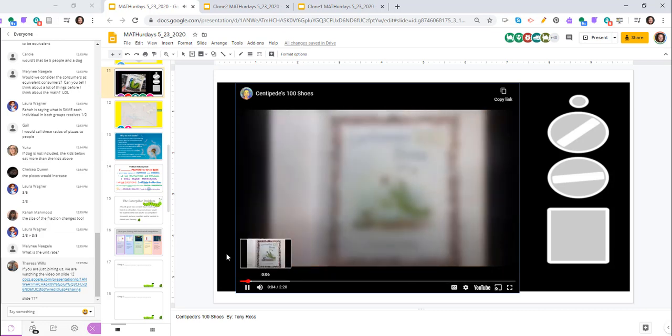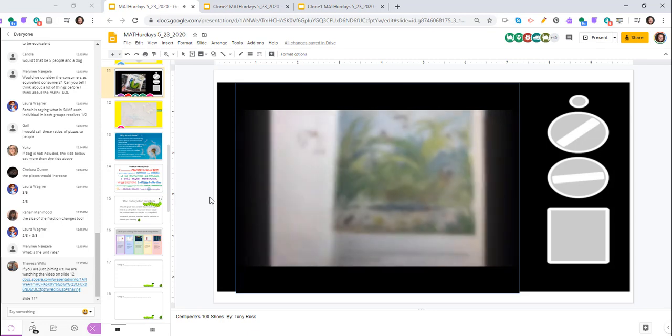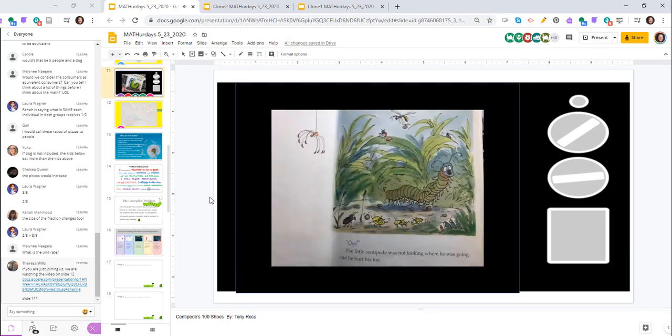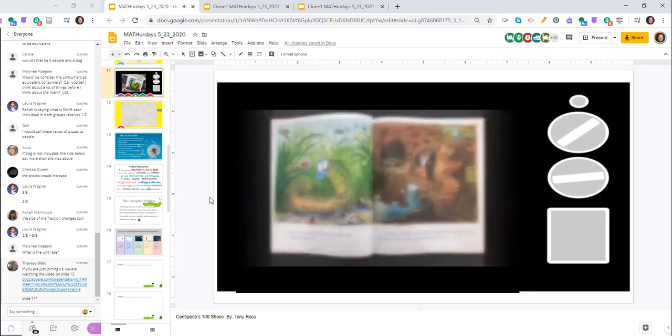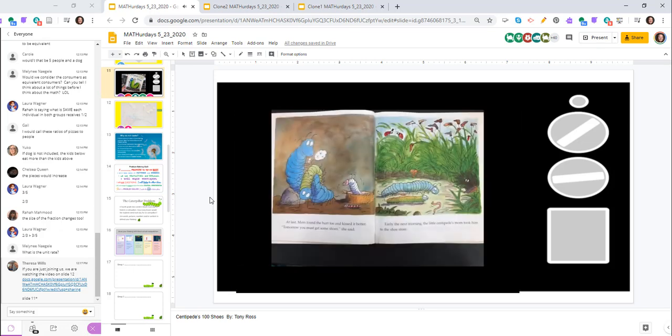Centipede's 100 Shoes. Ow! The little centipede was not looking where he was going, and he hurt his toe. But which one? Not this one, or this one? Mom will know. I'll kiss it better, said Mom. Is it this one, or this one, or this one? At last, Mom found the hurt toe and kissed it better.